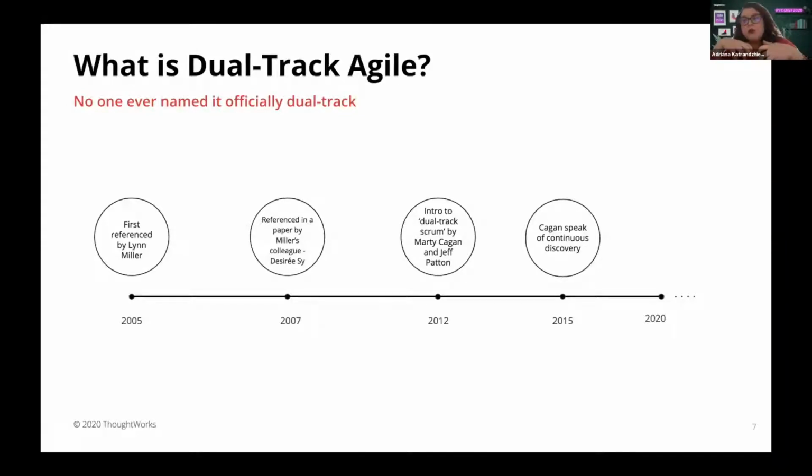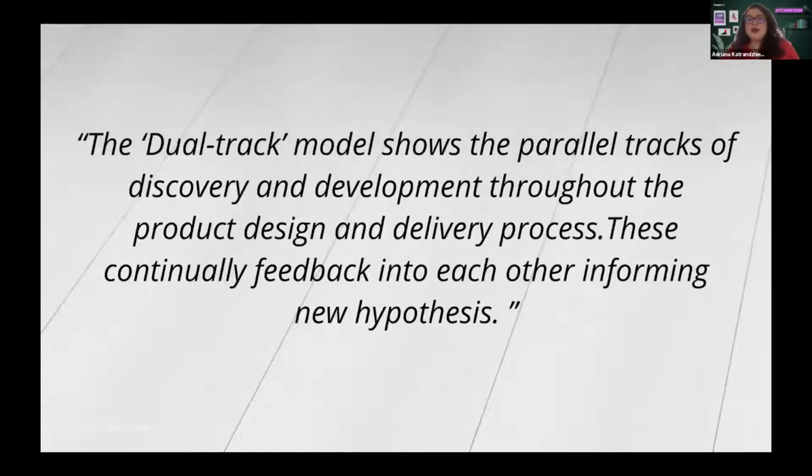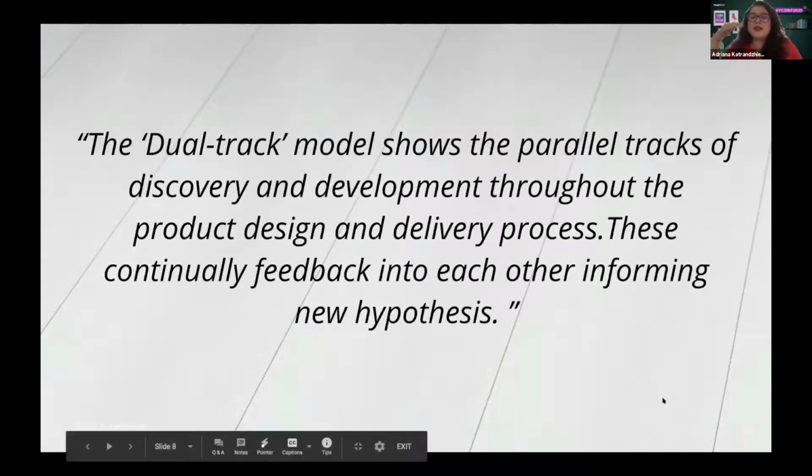The discovery one is focusing on determining the what to build, whereas the development track is focusing on determining the how. Later on in the years, Cagan is actually one that speaks a lot about continuous discovery in teams, how to introduce it, and has a lot of very interesting blog posts. So if you're interested in the theory behind this model, do check out those names.